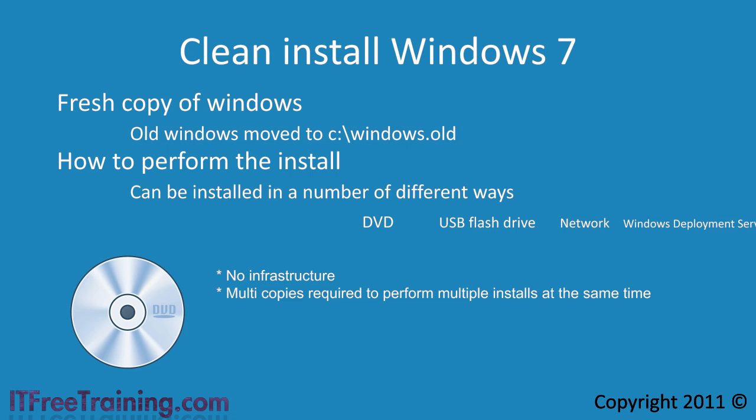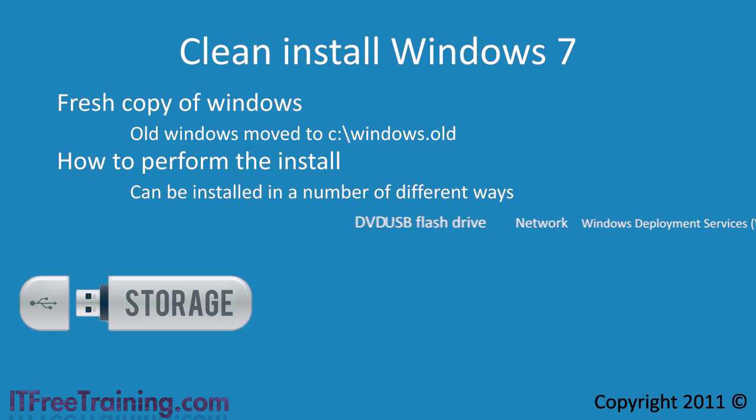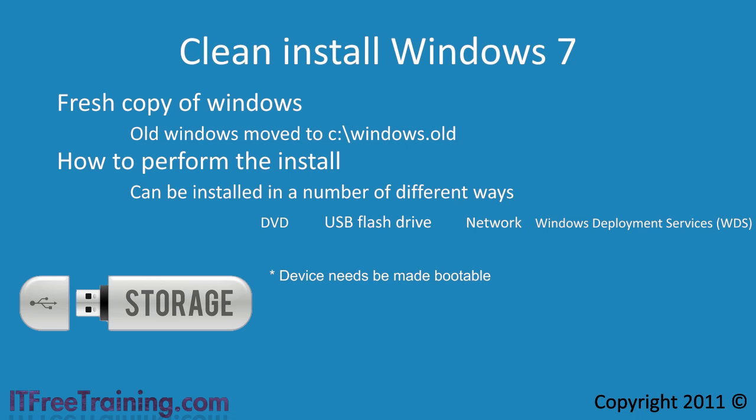Either way, you will need to make multiple copies of the DVD, or you will only be able to perform one install at a time. Next, you can install Windows 7 from a USB flash drive. This does require some special setup for the USB drive. However, having the install files on a USB drive does allow the install files to be modified. For example, adding drivers to the media.